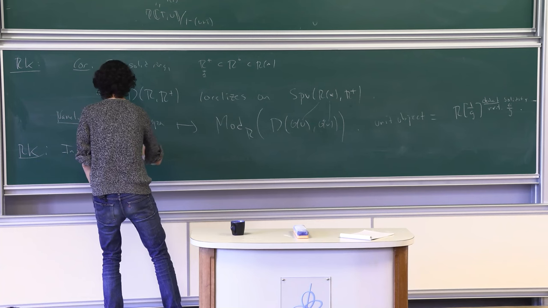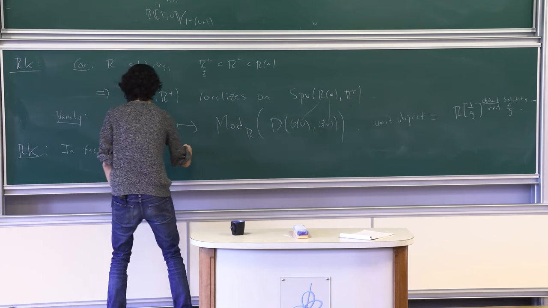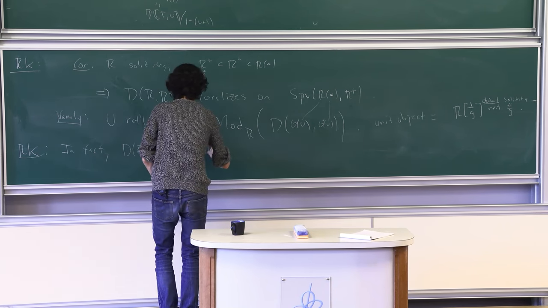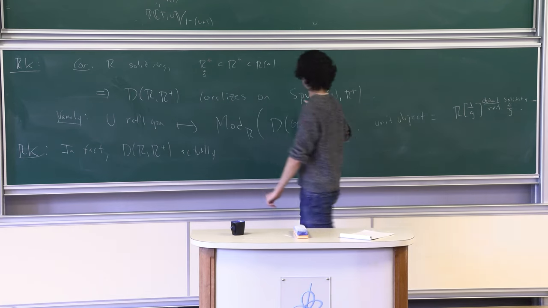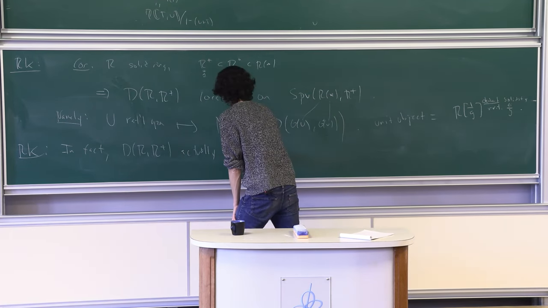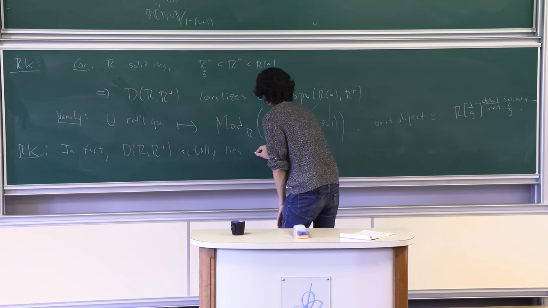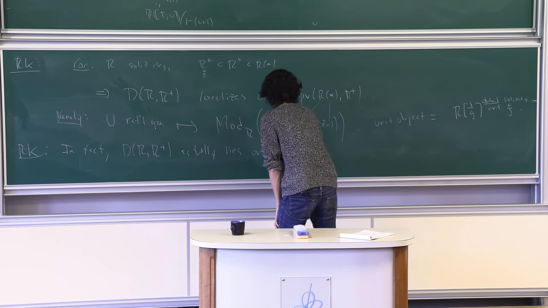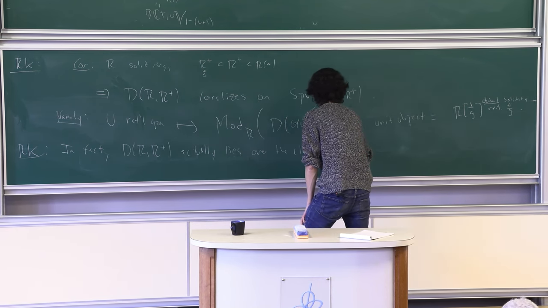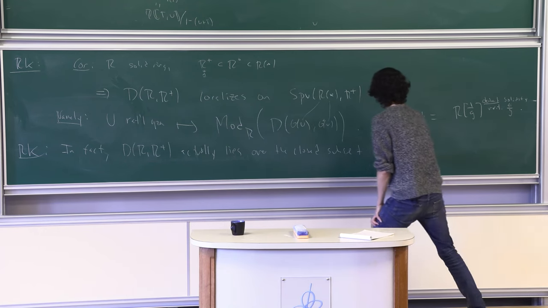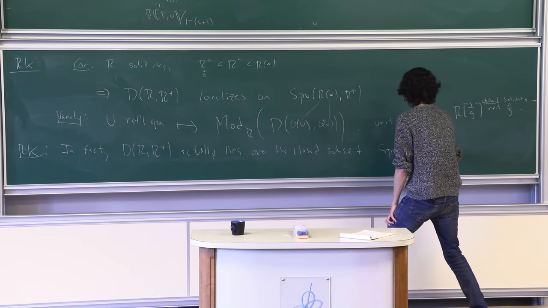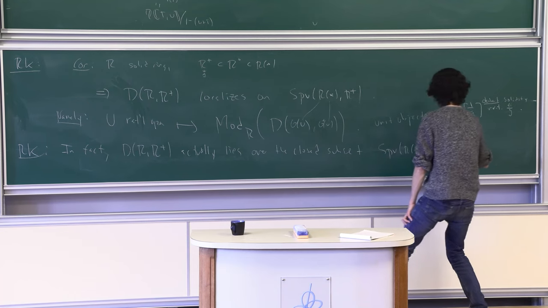this sheaf, D_R^+, actually lives over... So it localizes on this big topological space for the discrete ring, but it actually lies over a much smaller subset, the closed subset. So let's say Spv(R)^*(R, R^+).